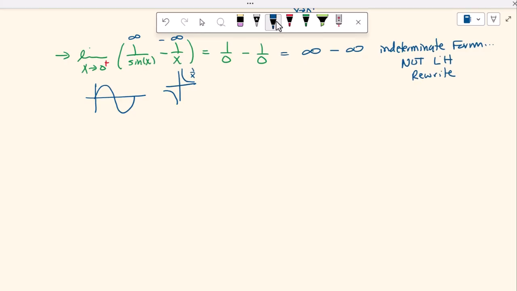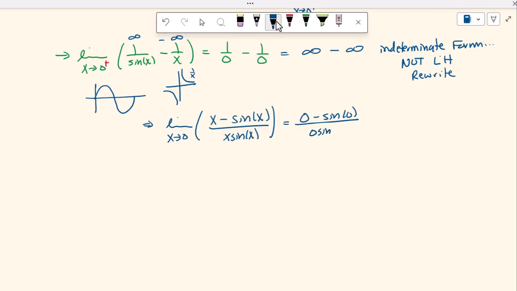And when I have fractions like this, the thing that I should consider is finding a common denominator. So that would be x minus sine of x all over x sine x. So let's go ahead and take that limit. 0 minus sine of 0 over 0 sine 0. And so these are 0 over 0, which is an indeterminate L'Hopital's, which means to do more work.